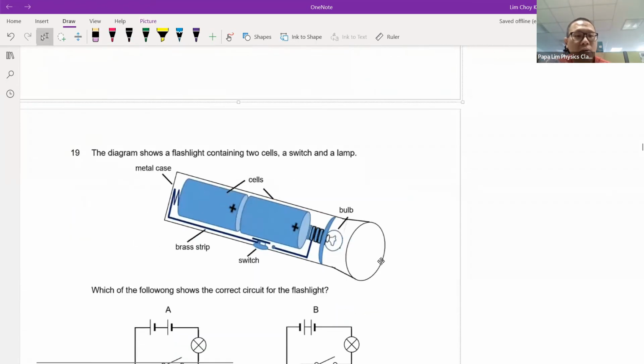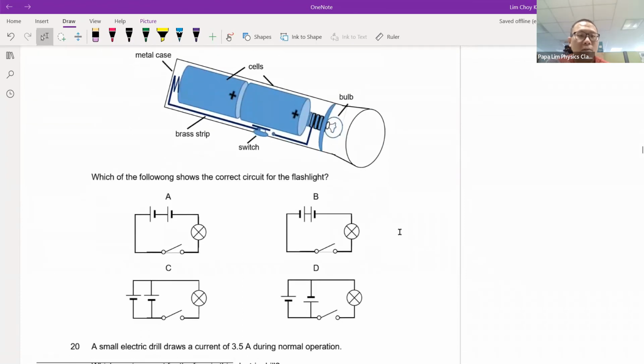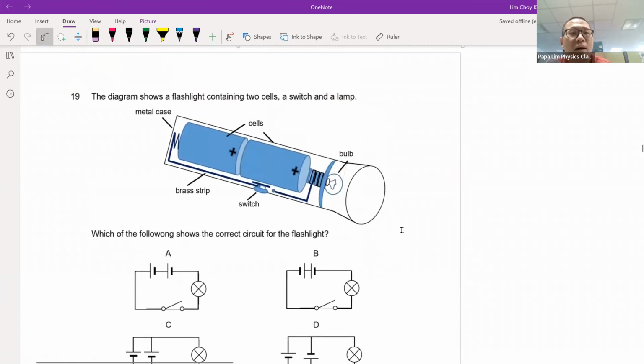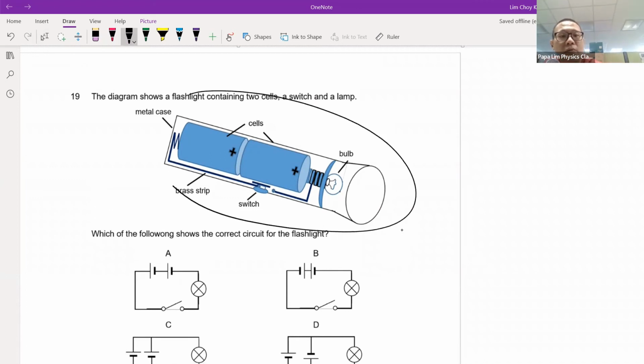Question 19. Question 19 is a circuit question again. Here what the marker is trying to test is whether students can interpret an actual diagram, a real life application, and turn it into a circuit arrangement.